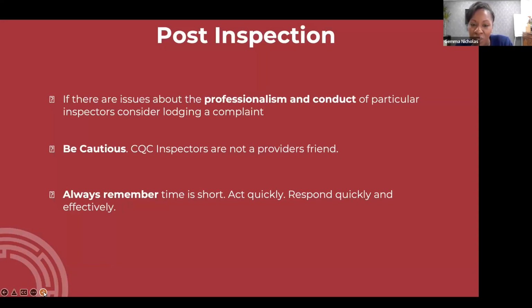The point says, CQC inspectors are not a provider's friend. They are working in a professional role, and their duty is ultimately to scrutinise you if necessary. Remain courteous and polite, but be aware of them. They are your regulator, not your friend. Always remember, time is short, so act quickly, respond quickly and effectively.